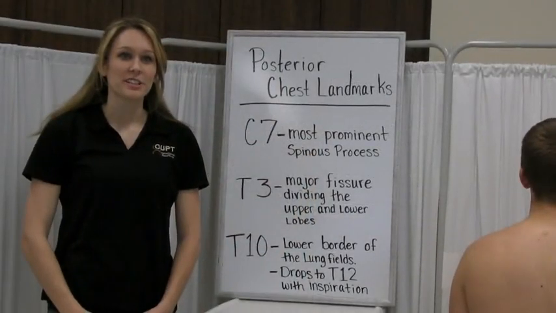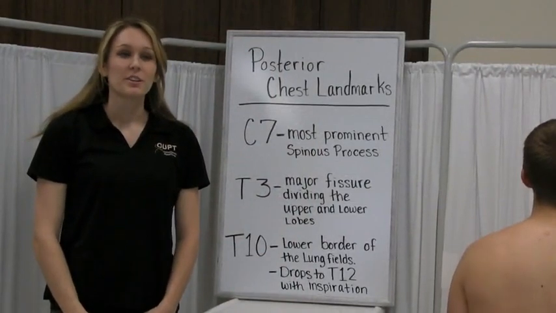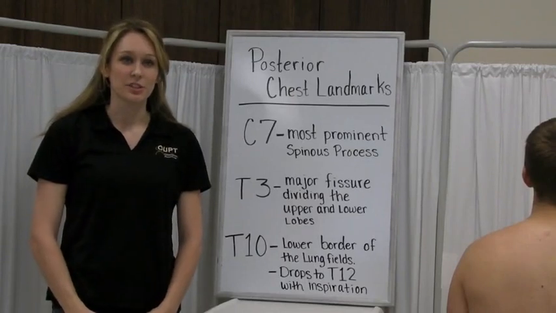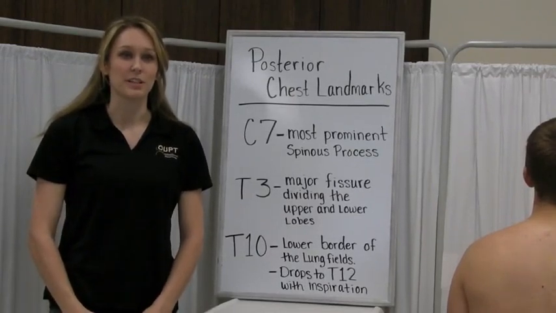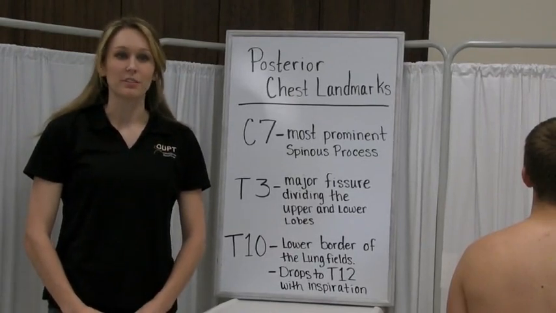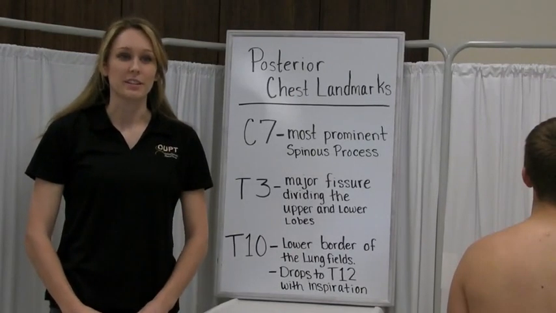So first, we'll turn our attention to the posterior of our patient. The posterior chest landmarks can be divided into three major landmarks. C7, which is the most prominent spinous process as you work your way down the back of your patient. Sometimes there will be two spinous processes which seem equally prominent, and those would be C7 and T1.